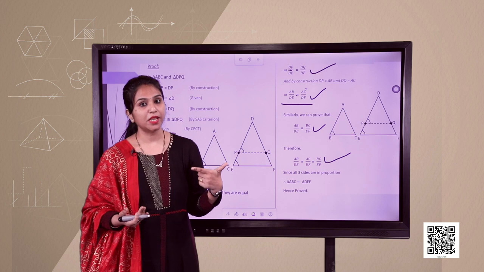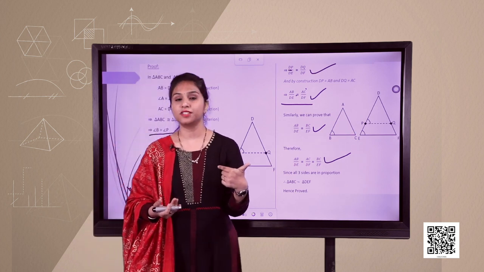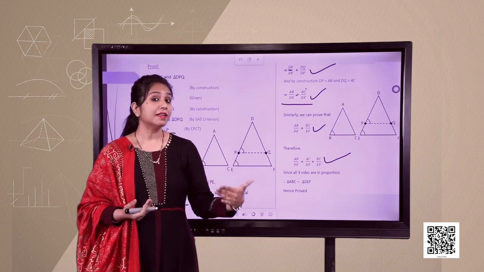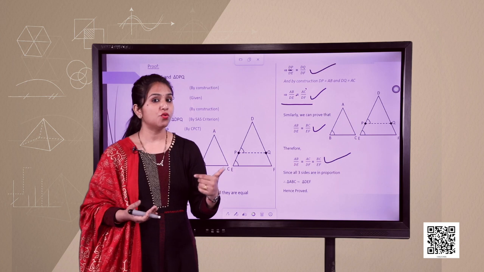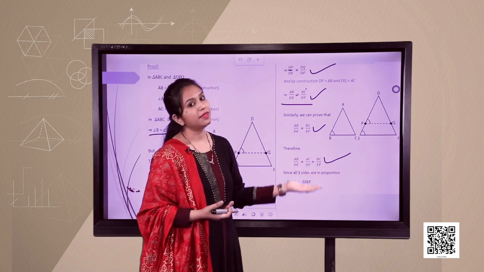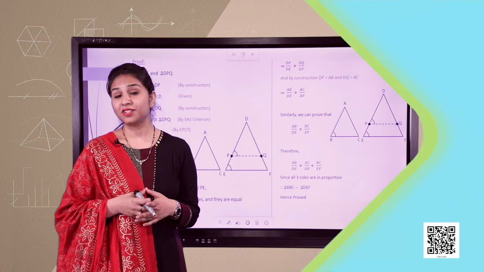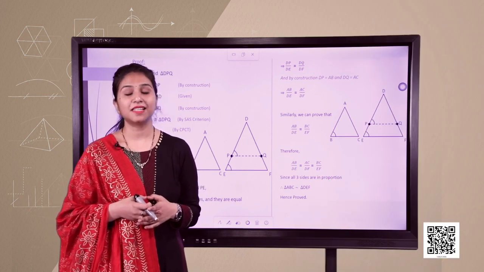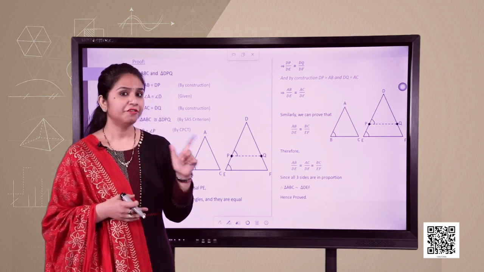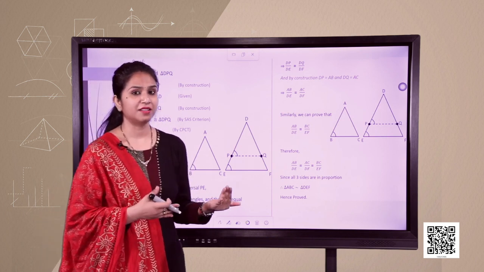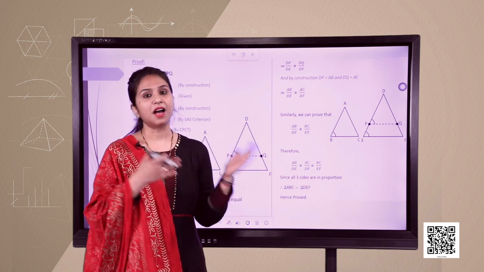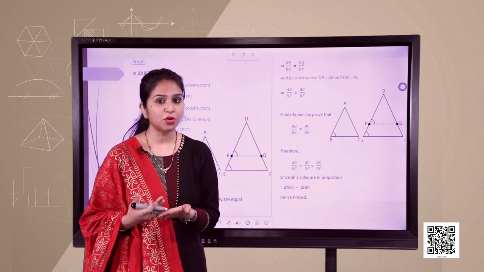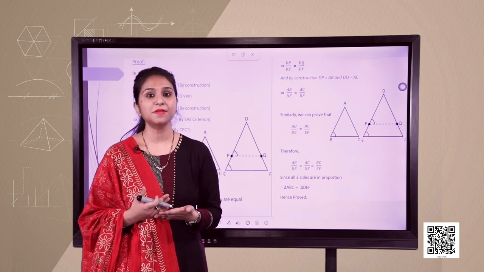So hence in this way you have proved one of the very important criteria, that is known as AAA criteria, where the angles of the triangles are equal. You have shown that the sides are in proportion, then the triangles become similar. So children, in this way we have learnt one of the very important theorems, that is AAA similarity criteria, where it is given to you that three angles of one triangle are equal to three angles of another triangle, and then you have shown that their sides are also in proportion and hence the triangles become similar.